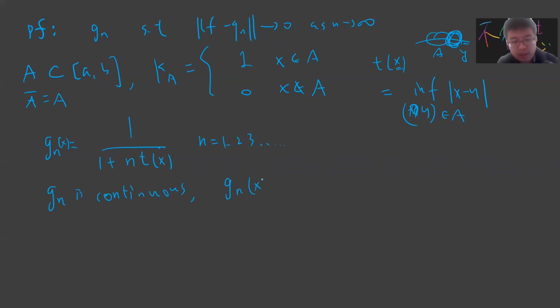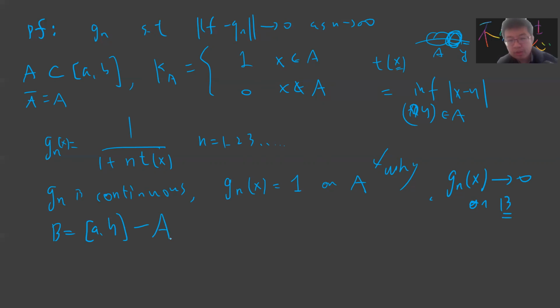And the Gn of X is 1 on A. Why? Because when X belongs to A, then T is 0, because it belongs to A, so this guy is 0. So Gn of X is 1 on A, and then you can easily say Gn of X approaches 0 on B. So what is B? Okay, so B is just AB minus A. So AB delete A part.